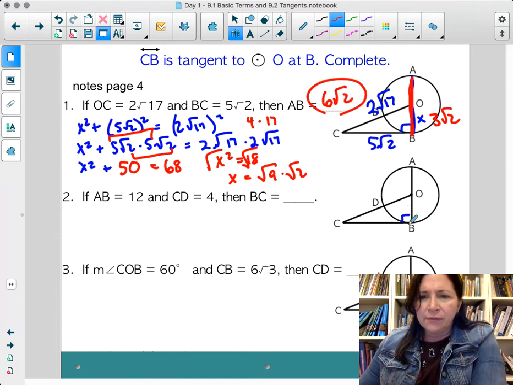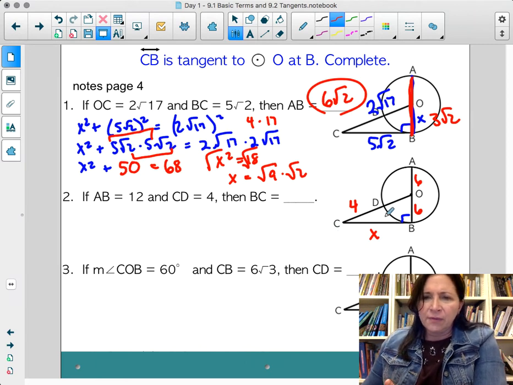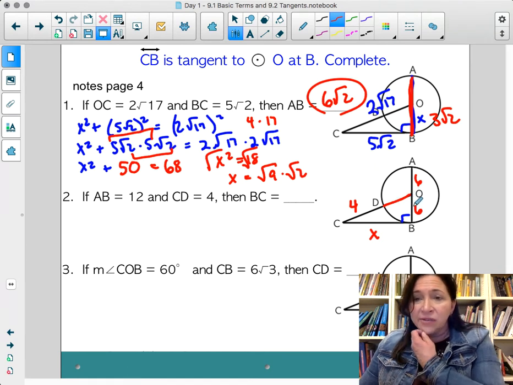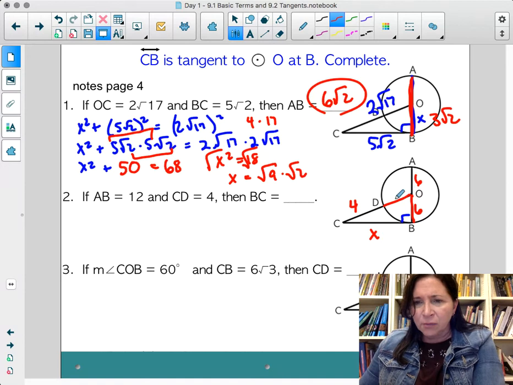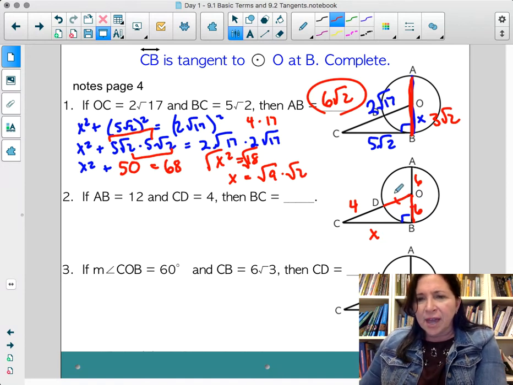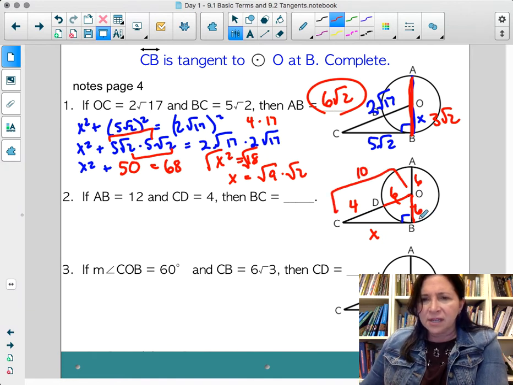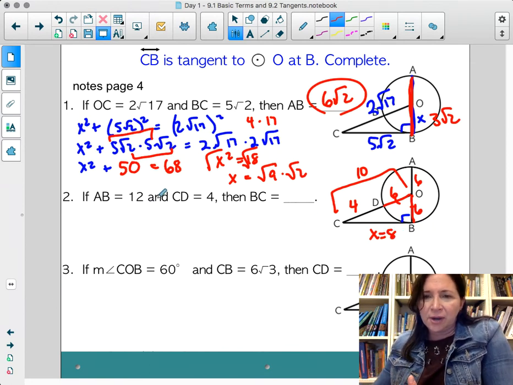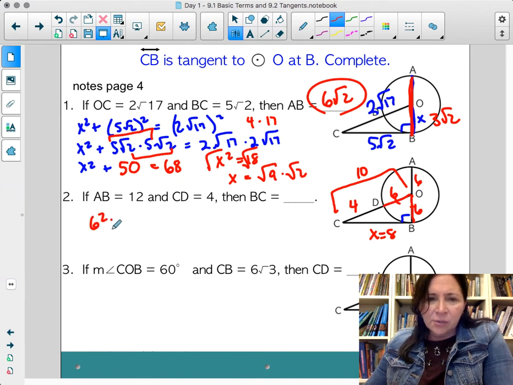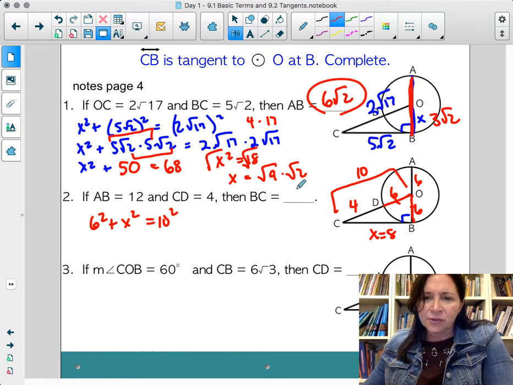If AB is 12, that means this is 6 and that's 6. CD is 4. What's BC? So you have to remember that this line segment you don't have, but you do, right? Because you know this line segment, that's a radius. And wouldn't you agree that all radii are congruent? So if that's 6, so is that. And so that means this length here is 10. Okay, so this is a 6, 8, 10 triangle. And if you forgot that that's 8, that's a special right triangle, right? You can still go 6 squared plus x squared is equal to 10 squared and solve that out. And then you're going to get 8 also. So BC is 8.